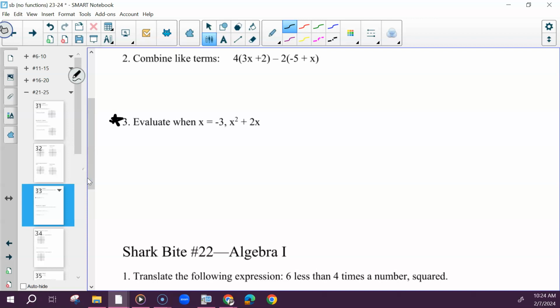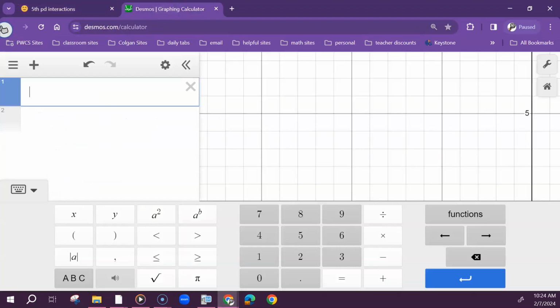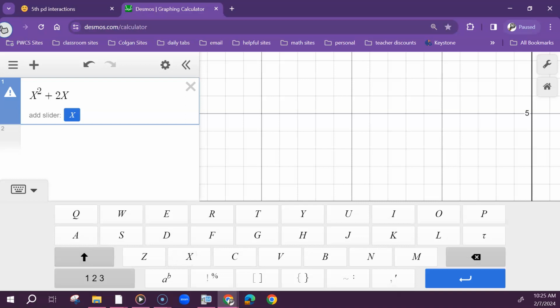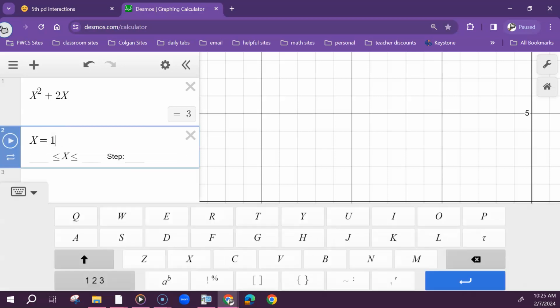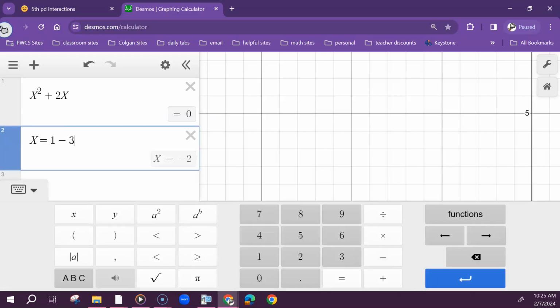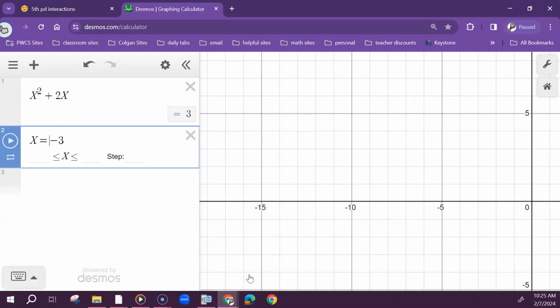With number 3, there are 2 different ways to do that. I don't know how well this is going to work, but we'll see. One way, you could put the expression in, but capitalize the x's. Then it'll ask you to add a slider, and when you do that, you can change the value to -3, and it would solve that problem for you. Or you could put the expression in with -3 in parentheses.